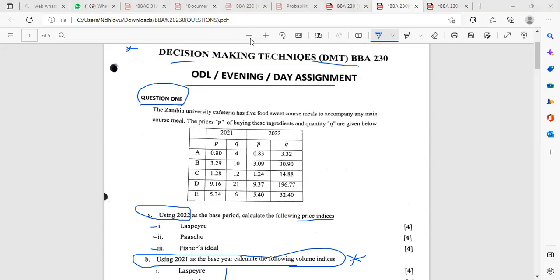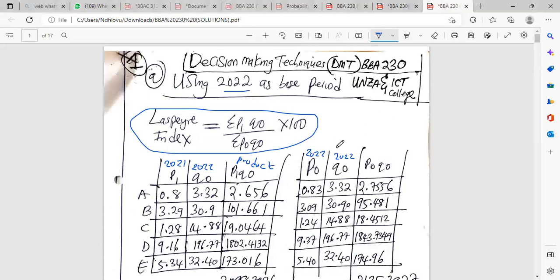The question is, maybe if you can show us the difference when you use the price indices and the volume indices. Okay, so when you're looking at the volume indices, check on the formula. This one is for the price index, not the volume. The formula for the price index is the summation of P1 Q0 over the summation of P0 Q0, times 100%. This is the price index formula for Laspeyres.